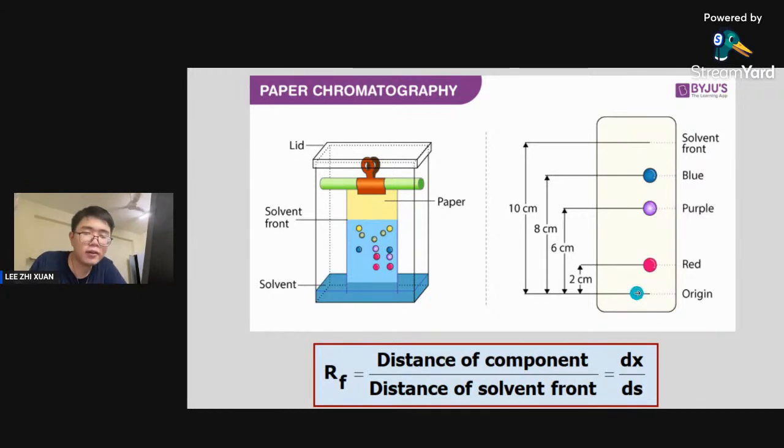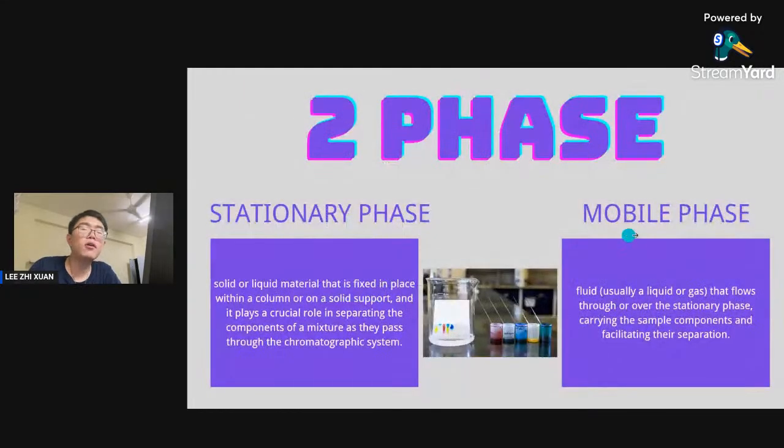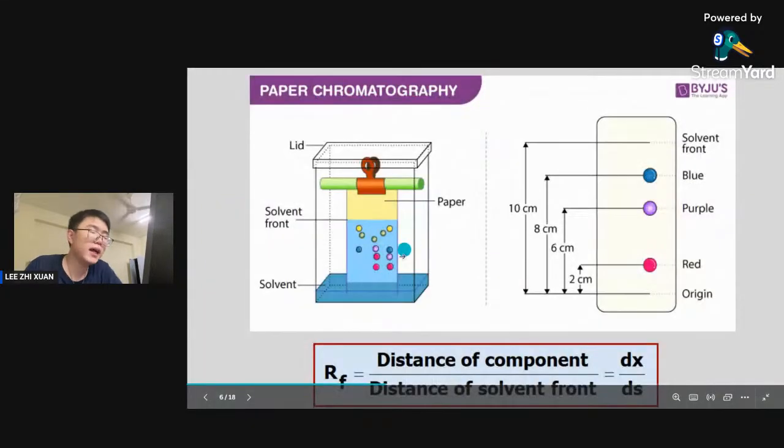Kalau dia tak ada air, tak ada solvent, can this chlorophyll pigment flow freely? Cannot. The chlorophyll pigment cannot flow freely. So if you want to facilitate the flow of the chlorophyll pigment, we need the solvent, this organic solvent. This organic solvent will act as the mobile phase. So it will flow through over the stationary phase. So dia akan bergerak kan.